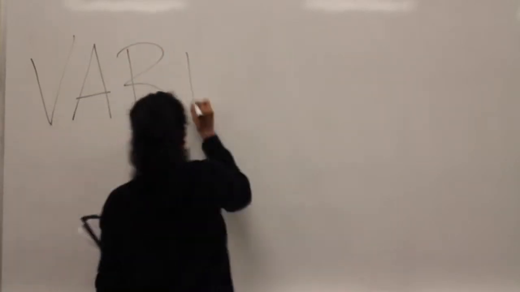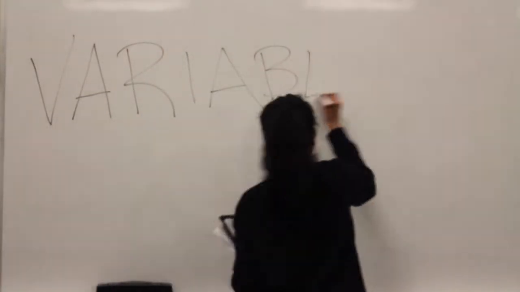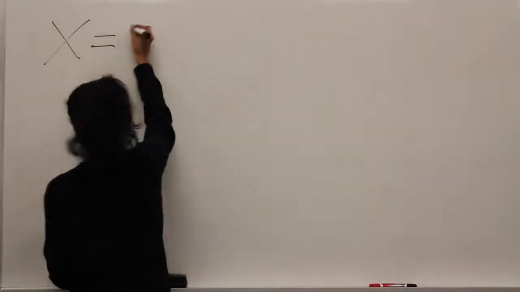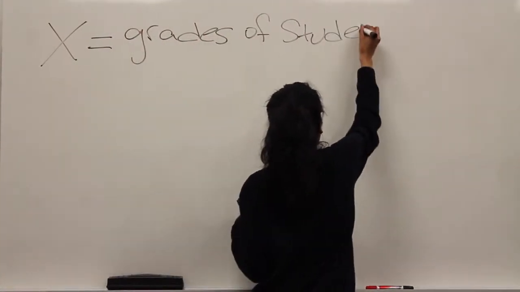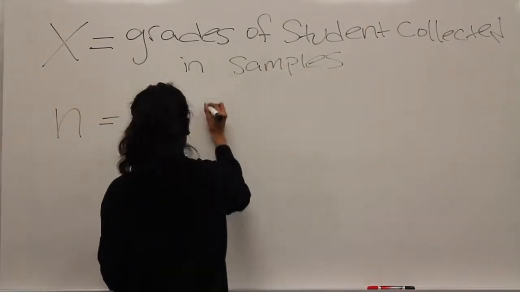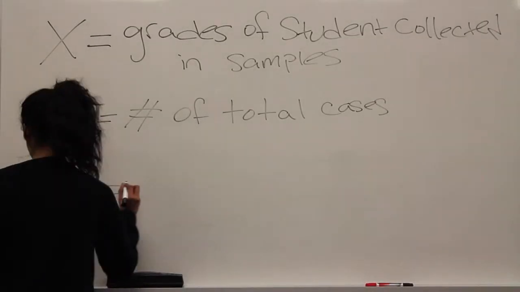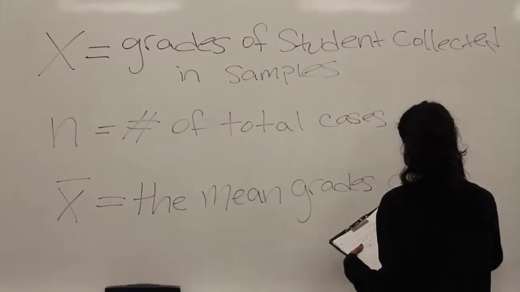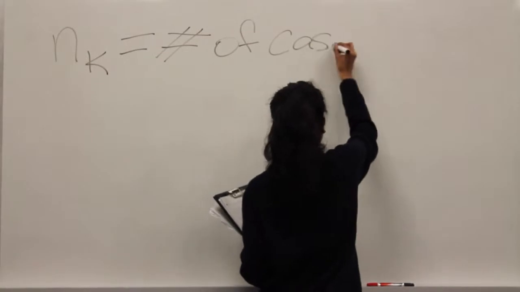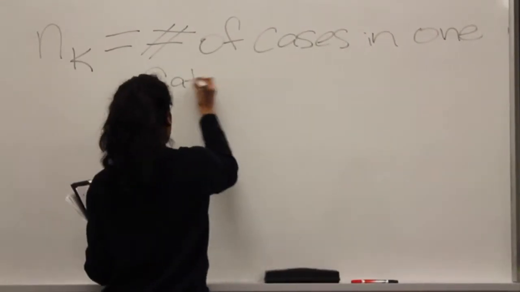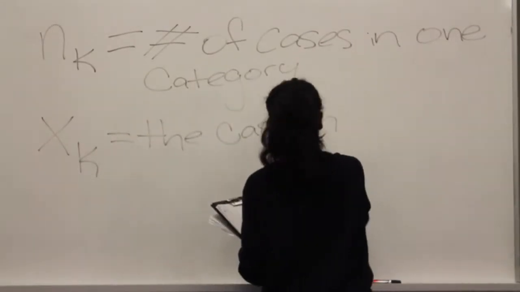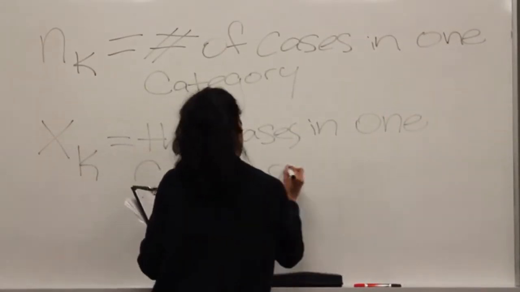So now we'll need to input all of our information into our formulas. Before we go on to the formulas, let me explain what each variable represents. X is an individual case. In our situation, it's the grades of the students collected in the samples. N is the total number of cases, 18. X bar is the mean grade among all of the categories. NK is the number of cases in a particular category. XK is the particular case of one category.